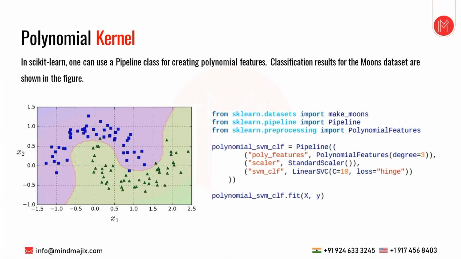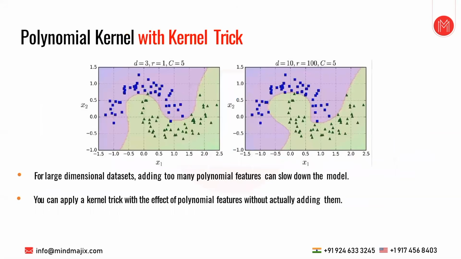In scikit-learn, one can use a pipeline class for creating polynomial features. The classification results for the moons data set are shown in this figure. Here we are getting a wave-like shape, but that shape is coming from the polynomial kernel, and the polynomial kernel depends upon the number of degrees. So due to the degree, we are getting this type of output over here.